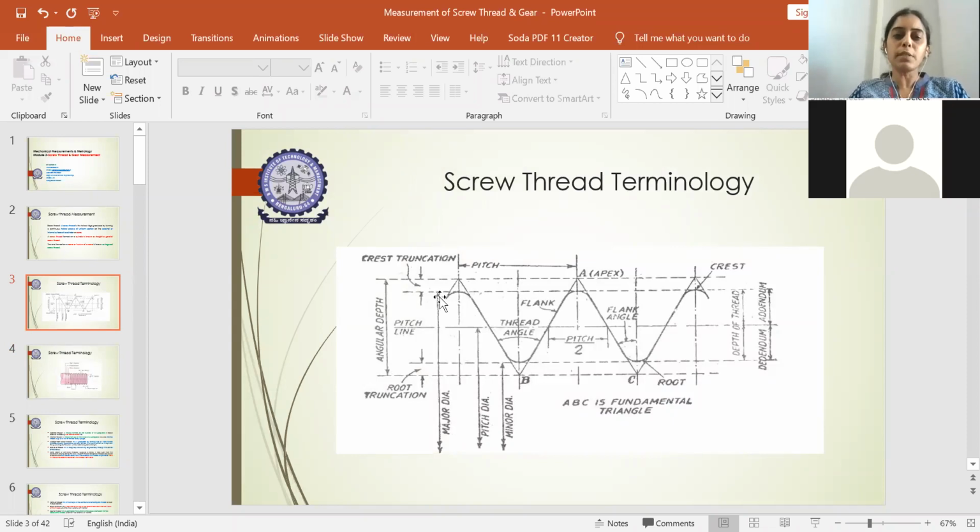Sometimes the given helical groove could be truncated. If it has been truncated, the distance of what has been truncated we will call the crest truncation. This part is said to be the truncated part. This distance will provide you the crest truncation, and the corner part we call the apex. So these are the major terminologies. We'll go in depth one by one.